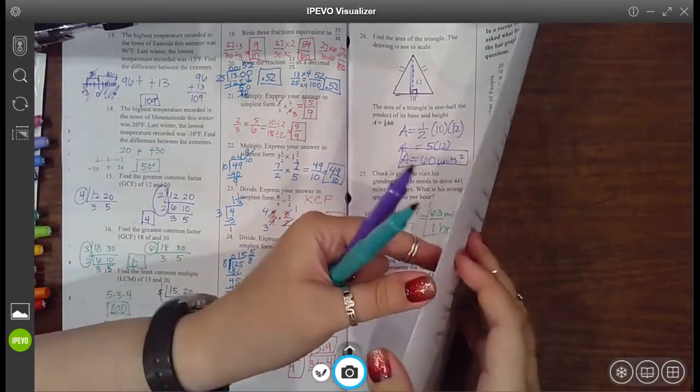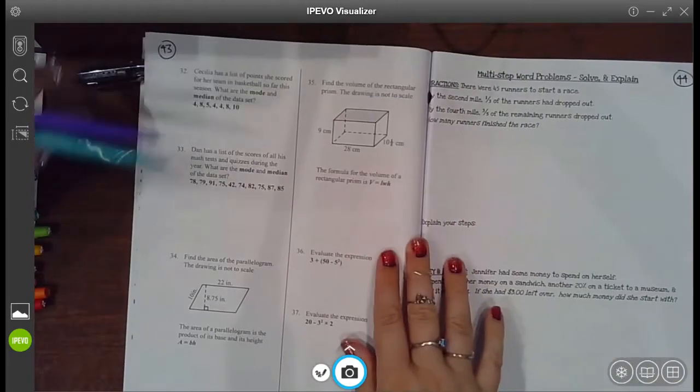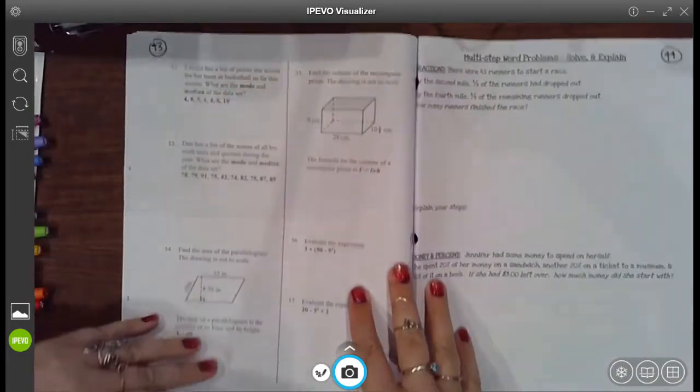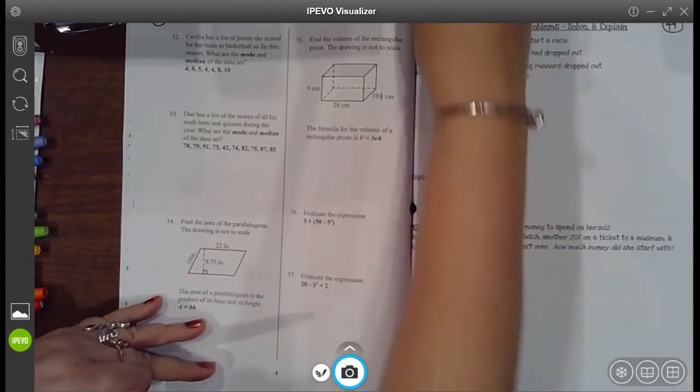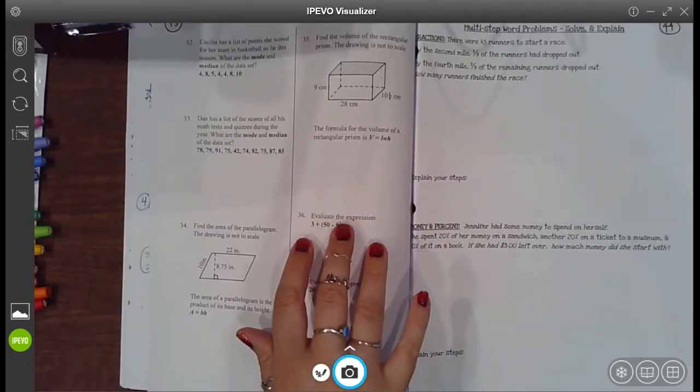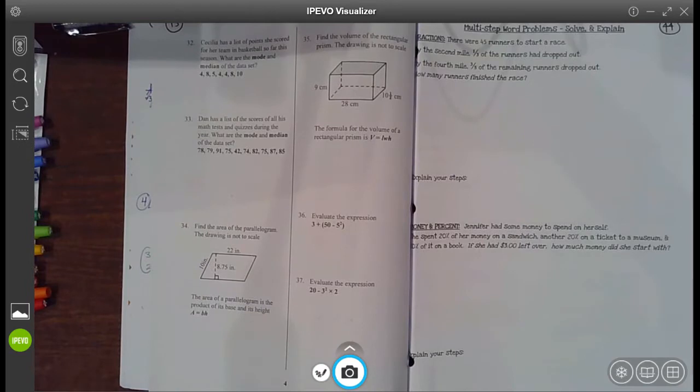Okay, last page here. Okay. For our last one, it says, Celia has a list of points she scored for her team in basketball so far this season. What are the mode and median of the data set?